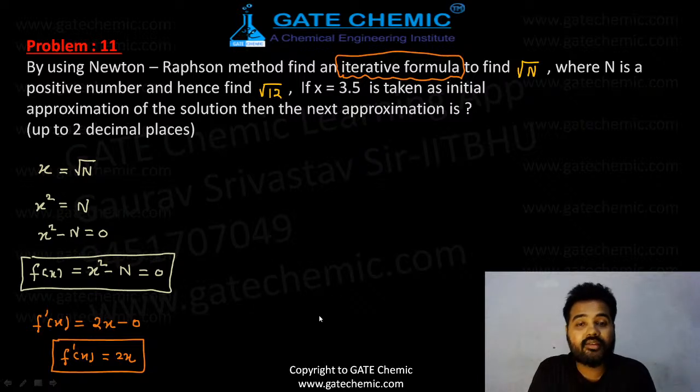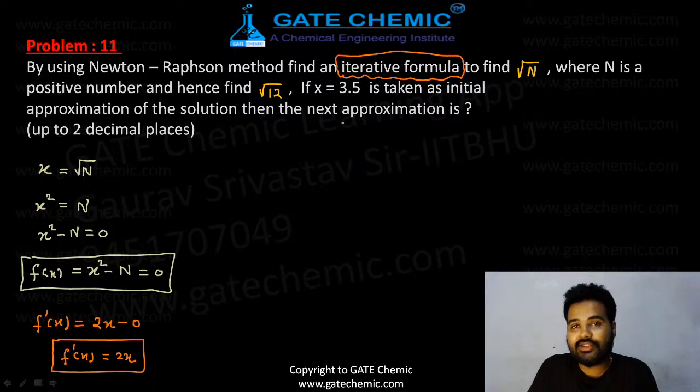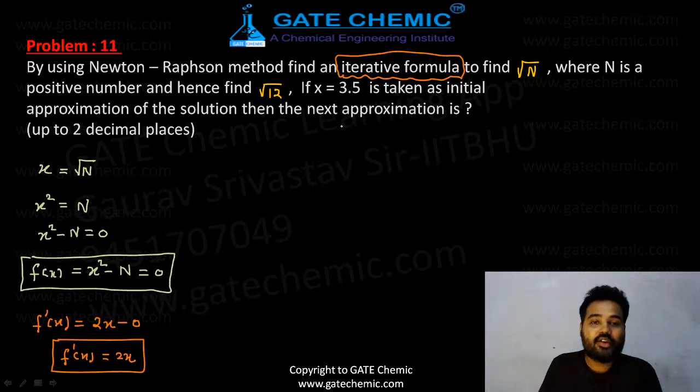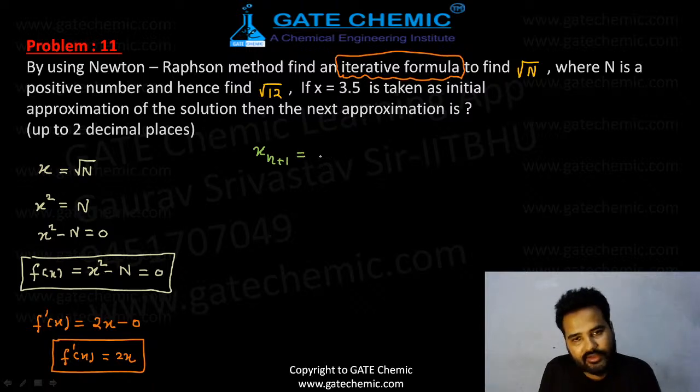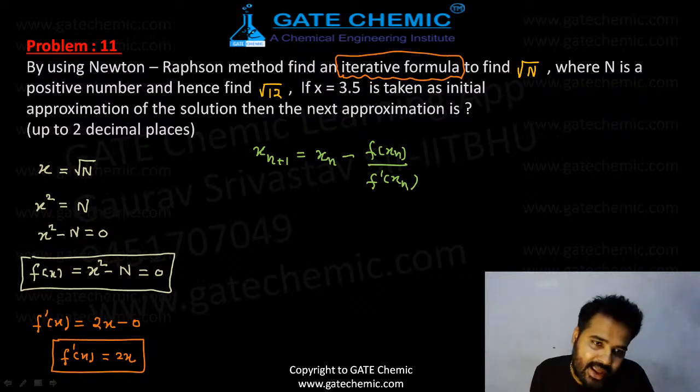Even easier than finding the approximation, because in approximation there are calculations. Here no calculation is required. So I know the formula: x n plus 1 equals xn minus fxn upon f dash xn. If this is your fx, you can write in place of fxn, xn square minus n, and f dash xn is 2xn. You can write 2xn only.